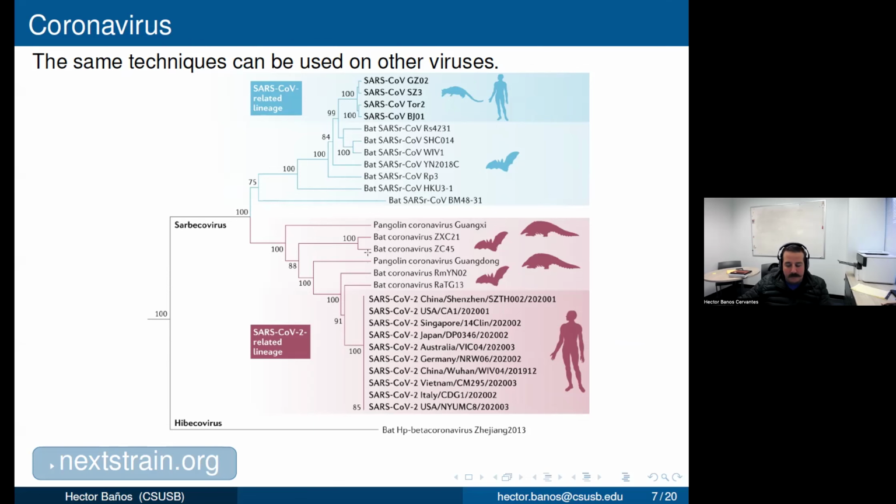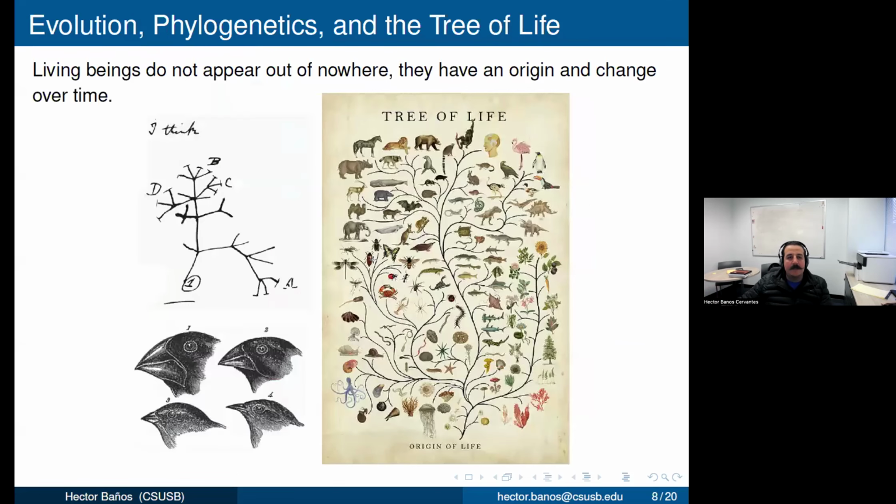So the fundamental term here is evolution. And evolution says that living things do not appear out of nowhere. They have an origin and change over time. Darwin was one of the first ones to propose that species were related and have a common ancestry. And in his notes, he wrote the words "I think," and then a tree relating different species. And it's really common, the finches example, but if you want, you can Google it.